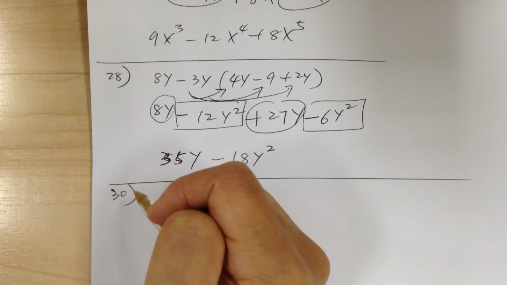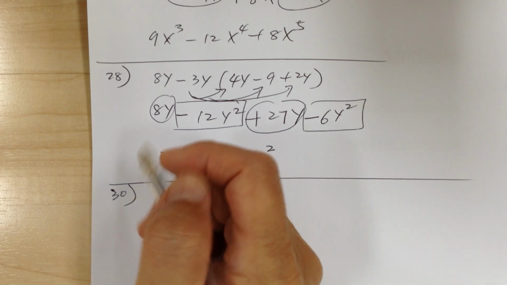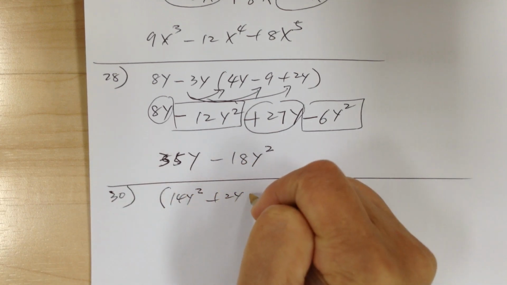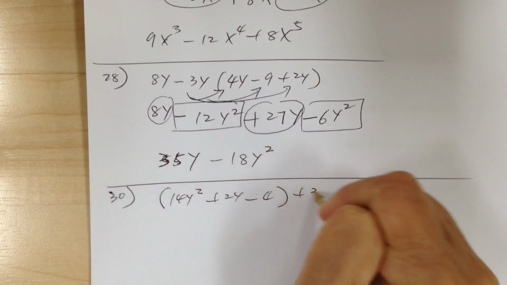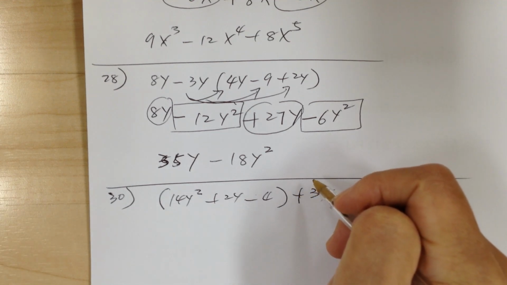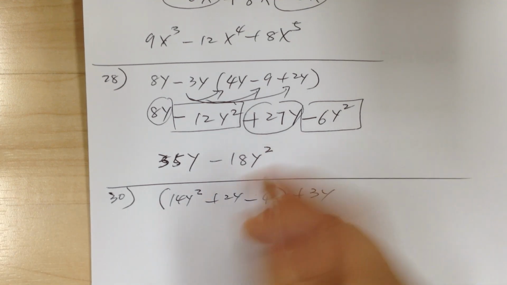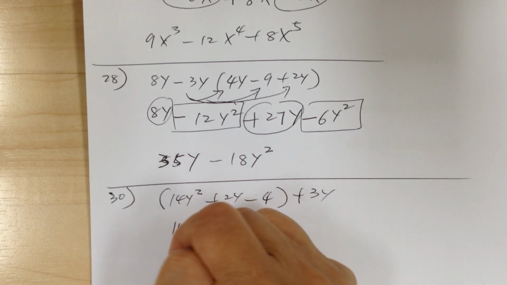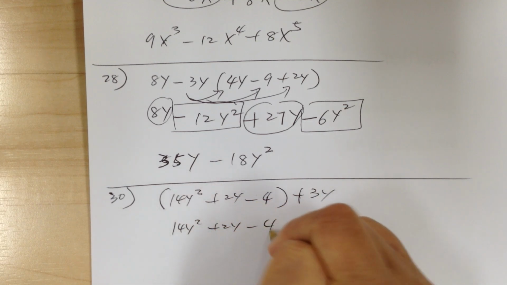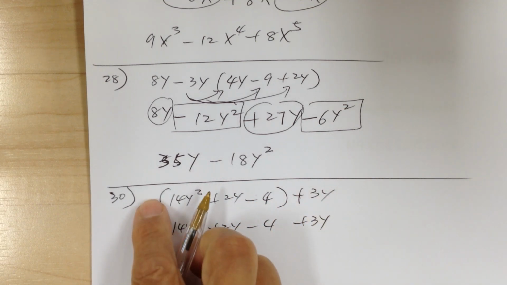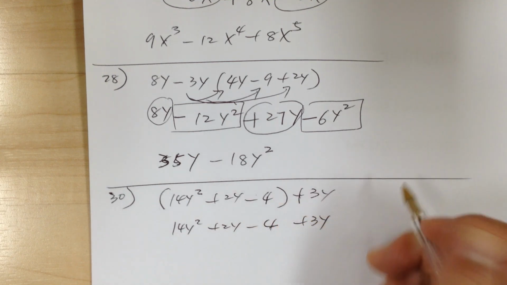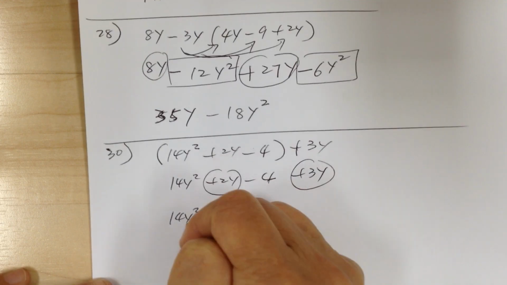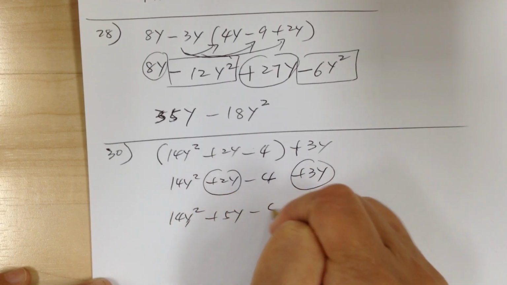Okay, number 30. Okay, you got 14y squared plus 2y minus 4 plus 3y. Okay, for this one, again, you have to undo the parentheses first. When you don't see anything in front, means 1. So 1 times whatever would be the same. So it would be just 14y squared plus 2y minus 4 plus 3y. Okay, again, 1 times whatever will give you the same, right? Okay, now you can combine the like terms. So this will give you 14y squared plus 5y minus 4.